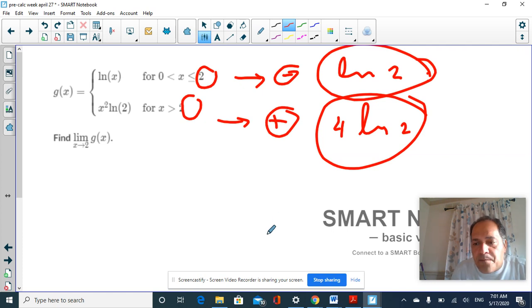But for now, we learn how to find the limit of any piecewise function.